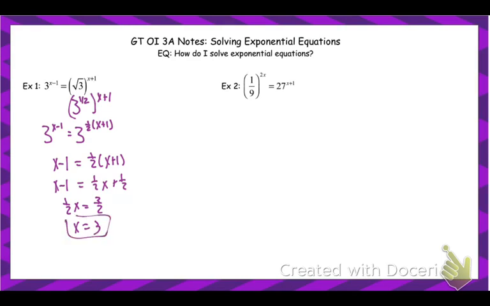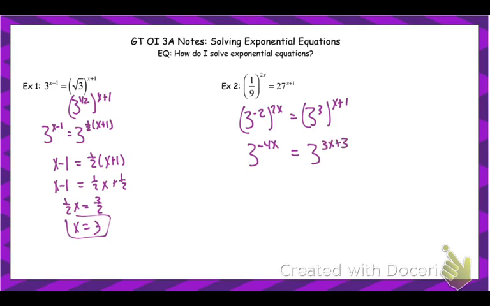Very similar method on the second one. 1 over 9 and 27 can both be rewritten in terms of the same base. That base is 3. So 1 over 9 can be rewritten as 3 to the negative 2, and 27 can be rewritten as 3 to the 3rd. Since you have a power to a power, those exponents are multiplied. So negative 2 times 2x is going to be negative 4x, and this is going to be 3 to the 3x plus 3.